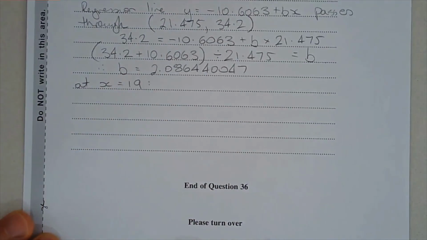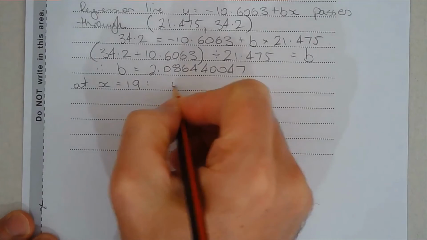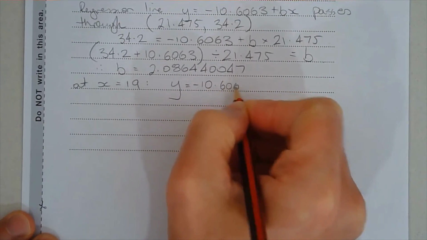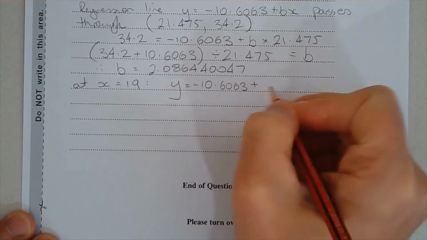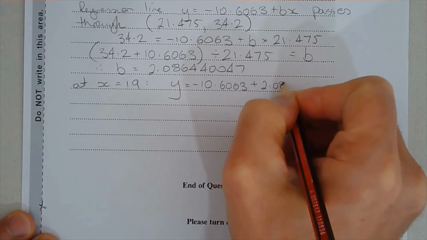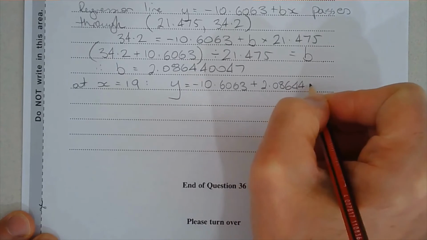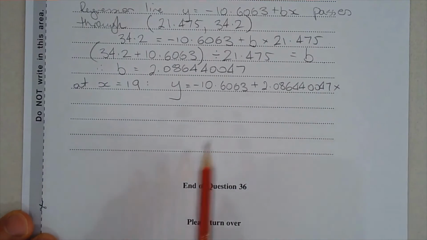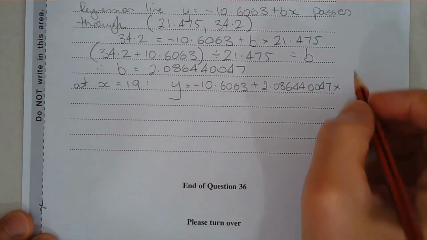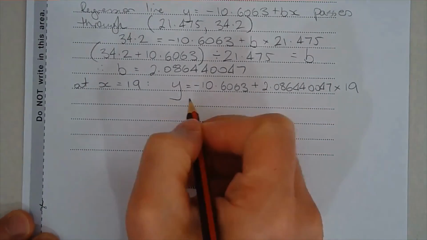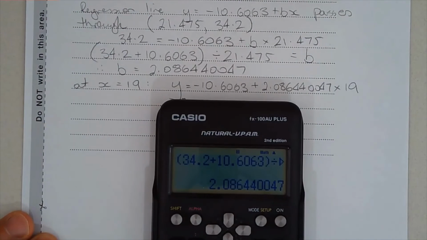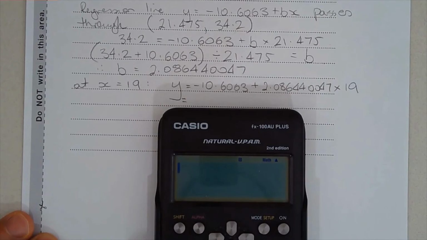So now at x equals 19, we have y is equal to negative 10.6063 plus 2.086440047 multiplied by x, which is 19. So working that out, we have negative 10.6063.